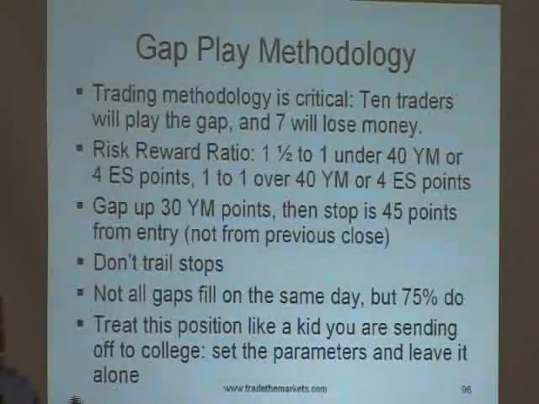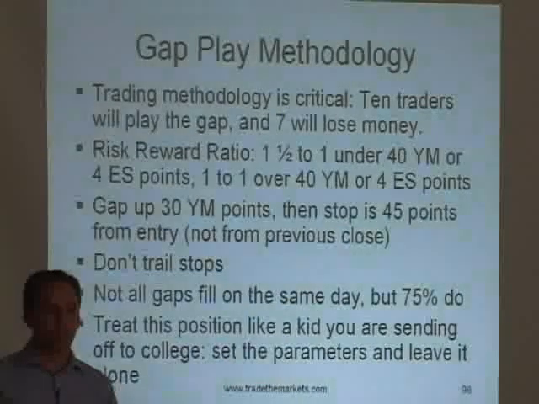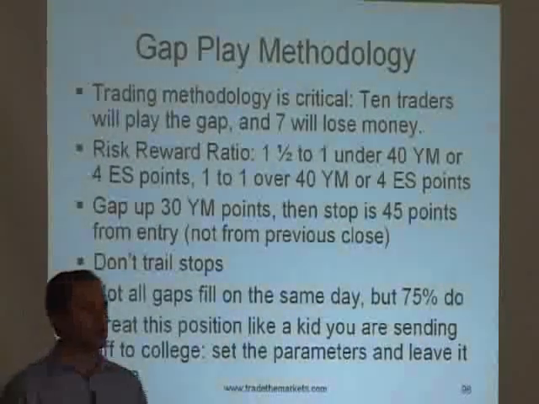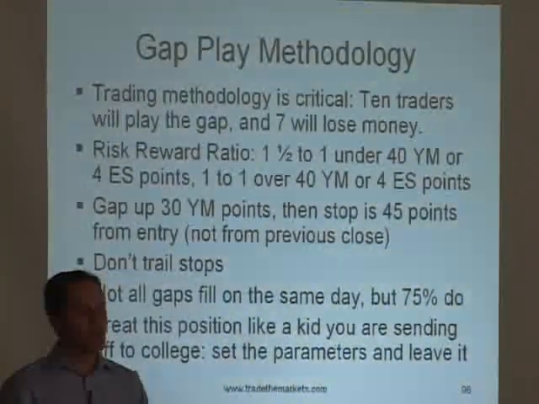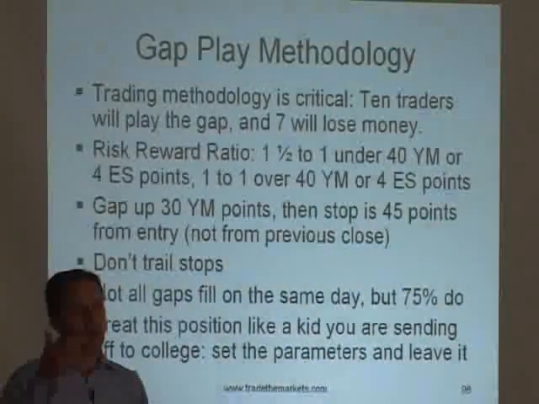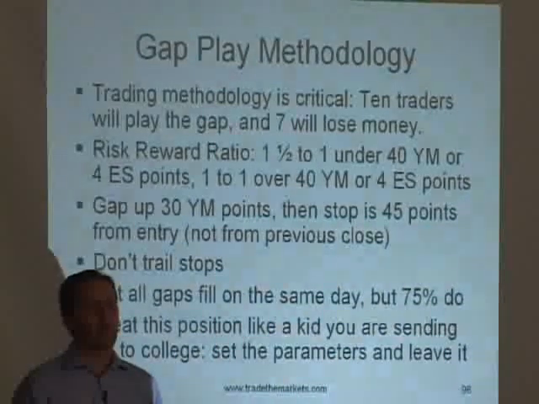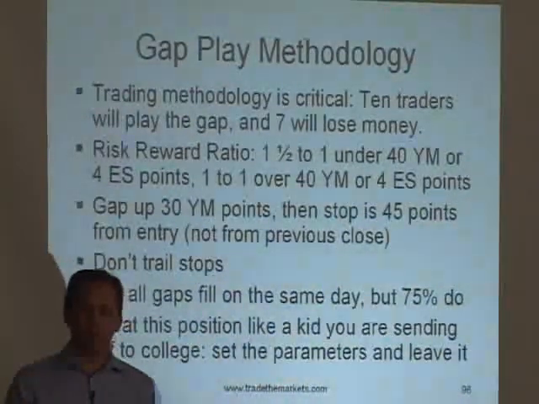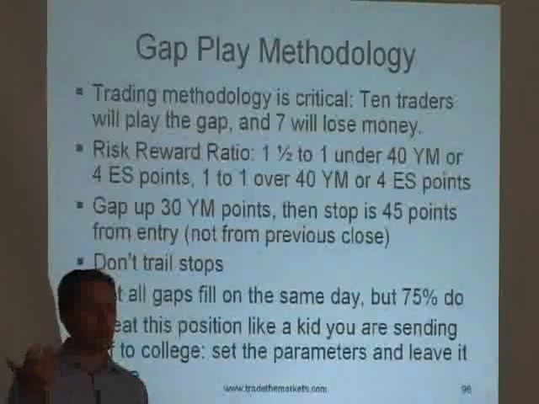So here's the risk-reward parameters I use. Some of you guys will freak out on this, so I've got a couple of ideas for you, and then Hubert will come in and tell you what he does. But for gap plays, I'm giving it some room. If we're gapping under 40 points, I'm willing to give it a 1.5 to 1 risk-reward ratio, meaning if we gap up 30 points, I'm going to give it a 45-point stop.